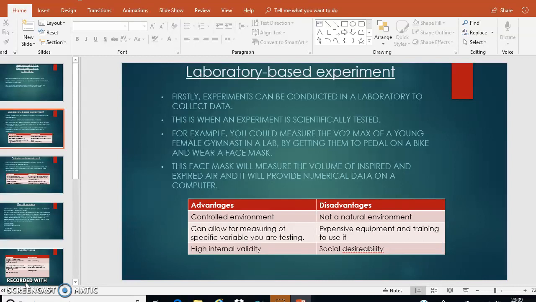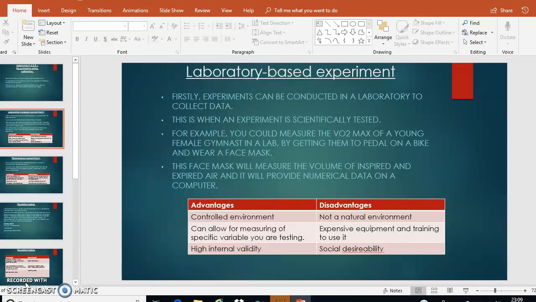So there are laboratory-based experiments. These are conducted in a laboratory to collect data. It's when an experiment is scientifically tested. For example, you could maybe measure the VO2 max of a young female gymnast in a lab by getting them to pedal on a bike and wear a face mask. And then this face mask will measure the volume of inspired and expired air, and it will provide numerical data on a computer.